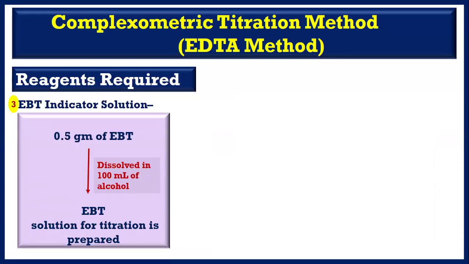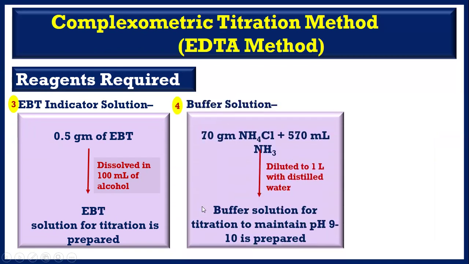Third is the EBT indicator. EBT, Eriochrome Black T, 0.5 gram of EBT is dissolved in 100 ml of alcohol, and this solution is used as an indicator in this titration.